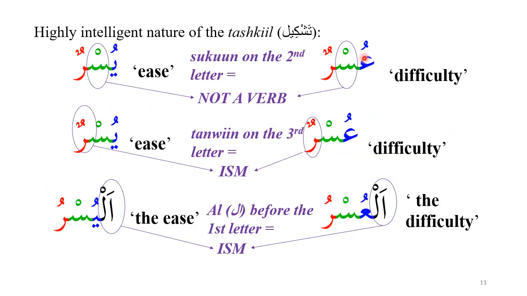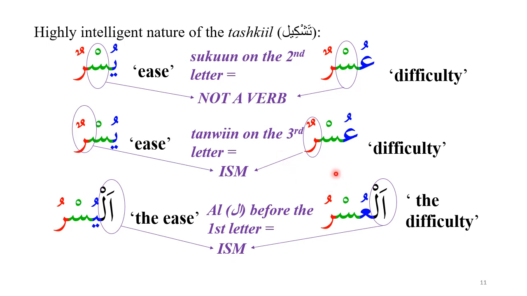Now, the use of this tashkil, as I have already shown you in my other videos, is highly intelligent in the Divine Arabic language. And you can see here, we already know that the sukun on the second letter means it is not a verb. It's a negative definition, because the sukun means absence, so it means the verb is absent here. So if there is sukun on the second letter, it can be either an ism or a harf.